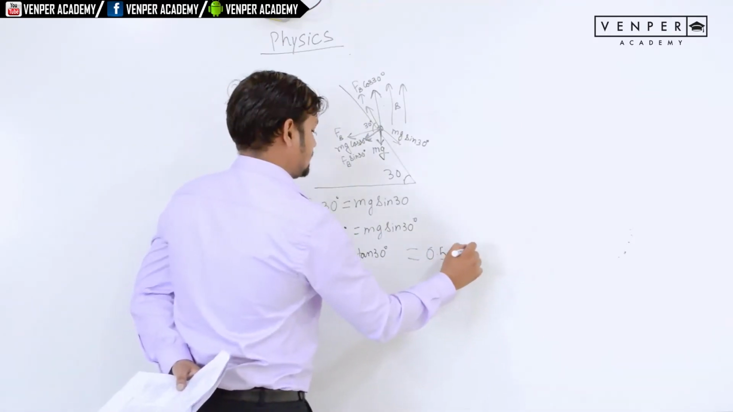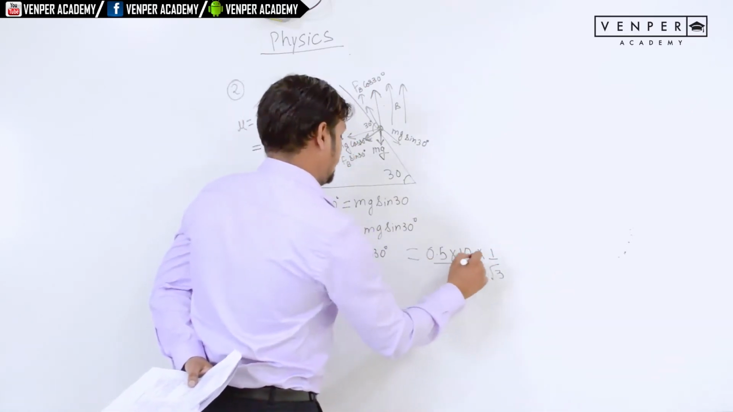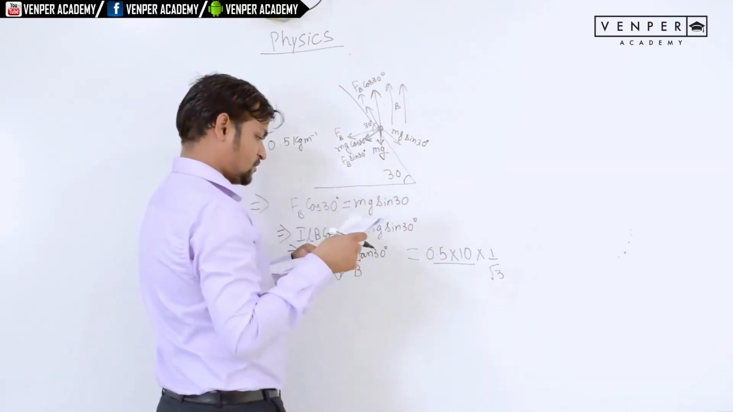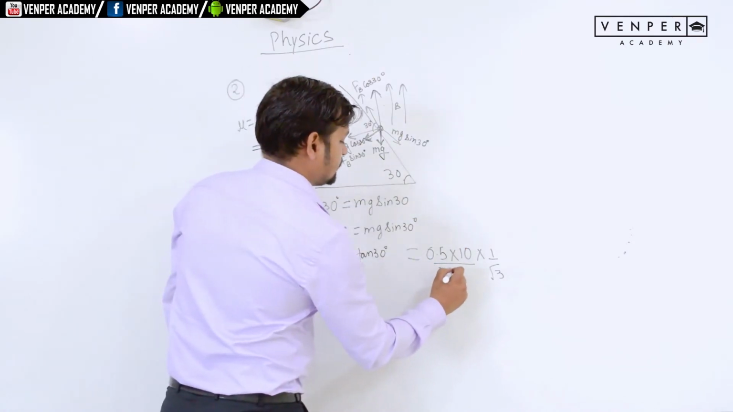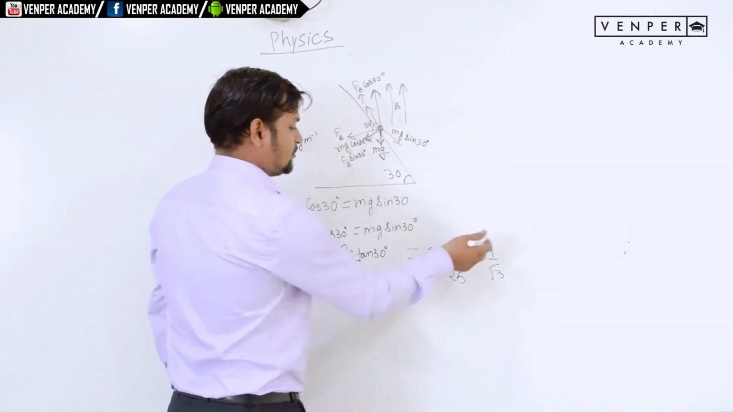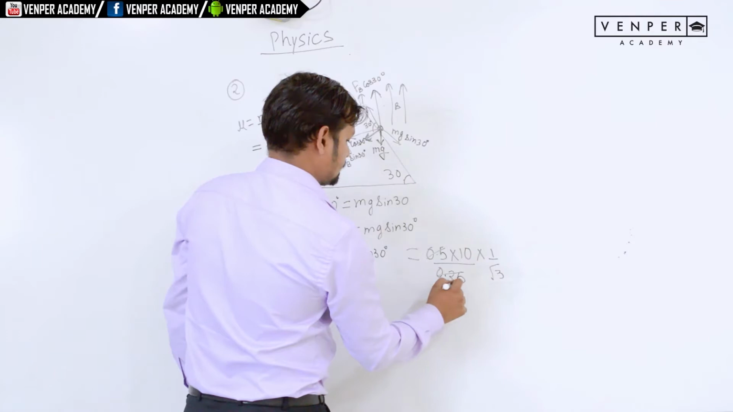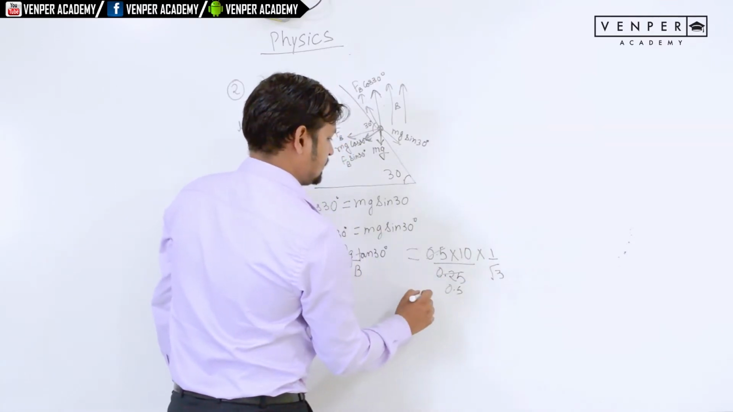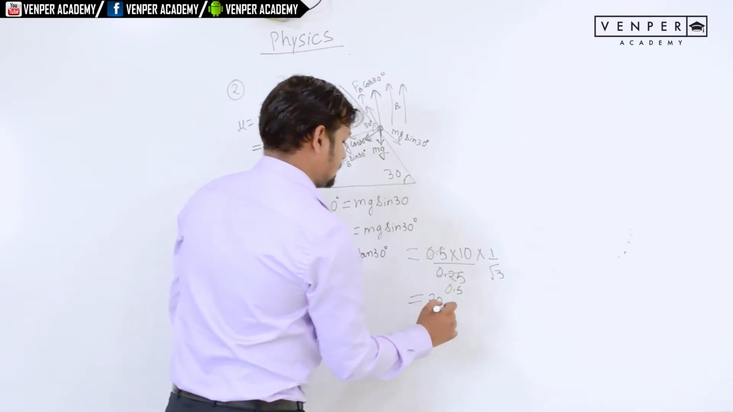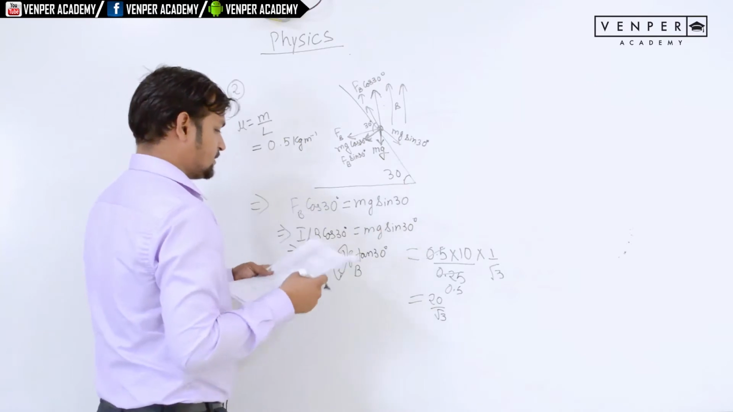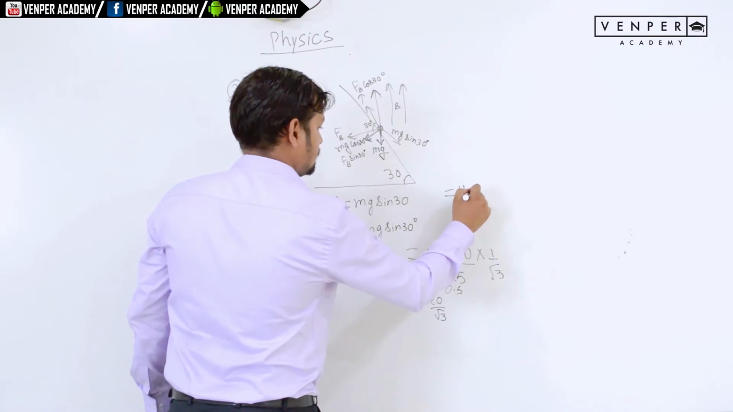The m upon L value is given, so it is 0.5. g you can take as 10, tan 30 means 1 upon root 3, and B is given in this question as 0.25. Clear? Now just solve this one. When you solve this one you will get 20 by root 3. On solving this one you will get the answer as 11.32.